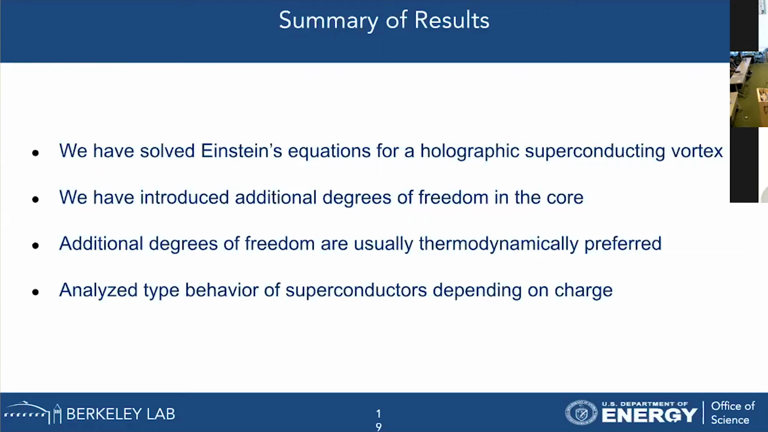That was the conclusions of the work we did. Just to summarize, we have solved Einstein's equations on a holographic superconducting vortex. We have introduced additional degrees of freedom in the core of the vortex. We have found that the additional degrees of freedom are thermodynamically preferred, and we also were able to determine some of the type behavior, whether it wants to be a type 2 or type 1 vortex, depending on the charge of the material.